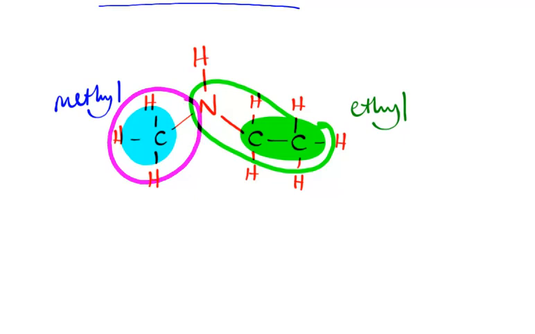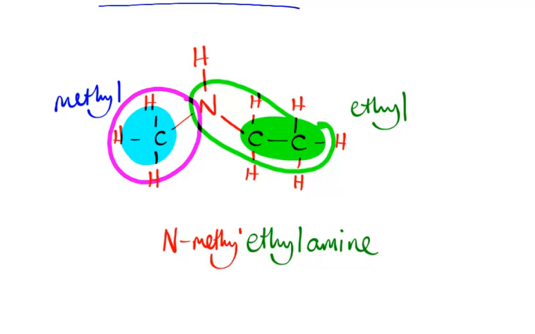So we've got ethylamine and the methyl group attached to the nitrogen, so that's N-methyl ethylamine. Fairly confusing.